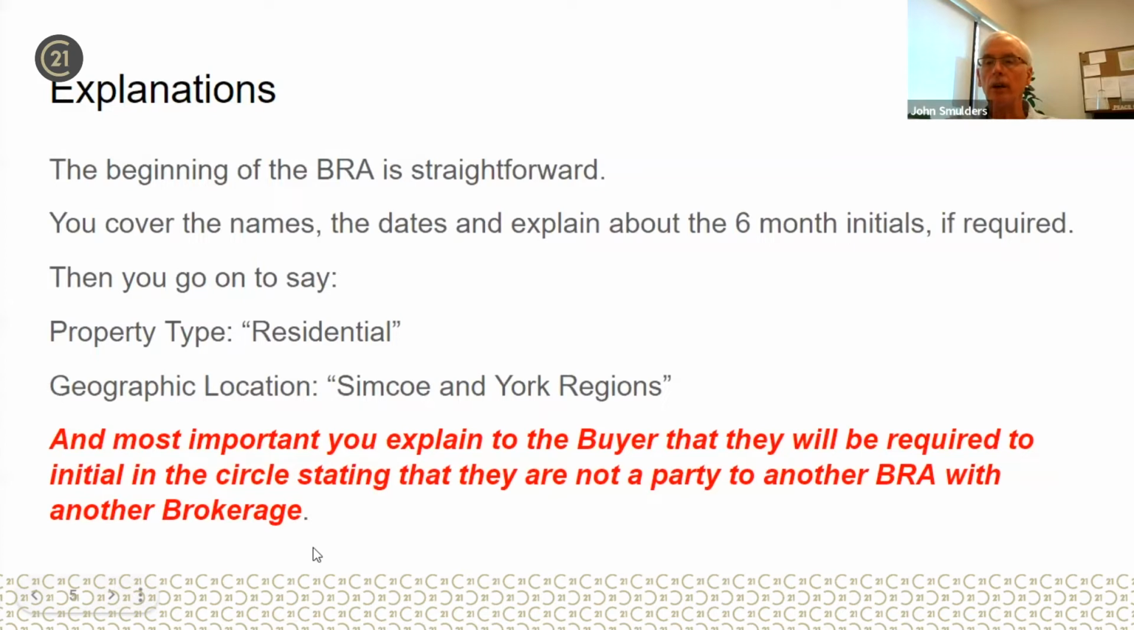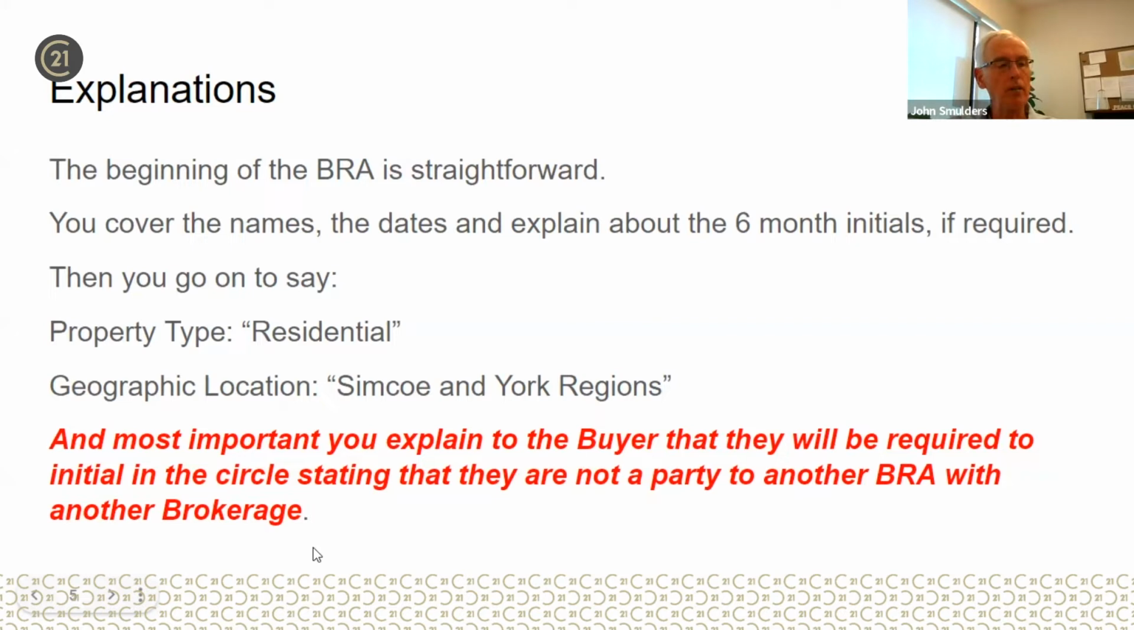And then on the BRA, of course, is one of the most important lines of all. You must explain to the buyer that they will be required to initial in the circle stating they are not a party to another BRA with another brokerage. Okay, this could really save you in the long run. Buyers will look up and go, oh, well, geez, I did sign something a little while ago. I'm not sure what it was.